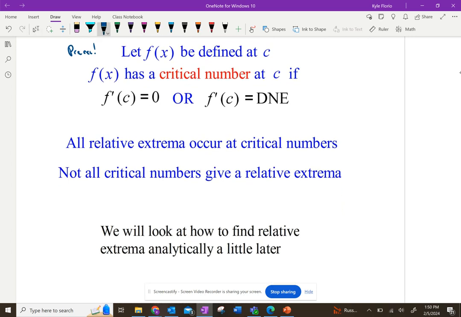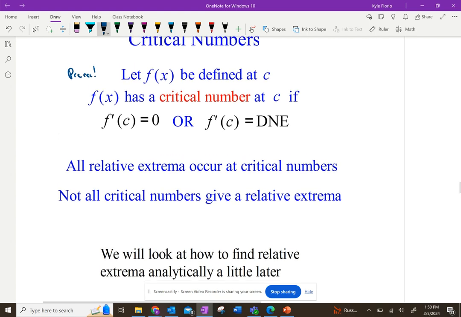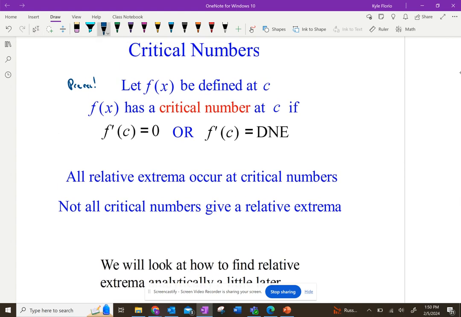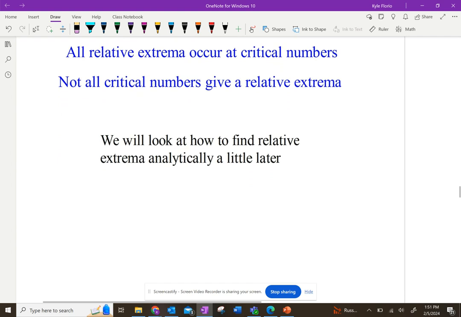All relative extrema occur at critical numbers, but not all critical numbers give relative extrema. So what that means is if you have a relative max or a relative min, at that point, the derivative of the function has to either be 0 or the derivative, the slope of the function, does not exist. But just because the derivative is 0 or does not exist doesn't guarantee that we have a max or min. But if we do have a max or min, it's got to be at one of those points. We'll look at how to find relative extrema analytically a little bit later.